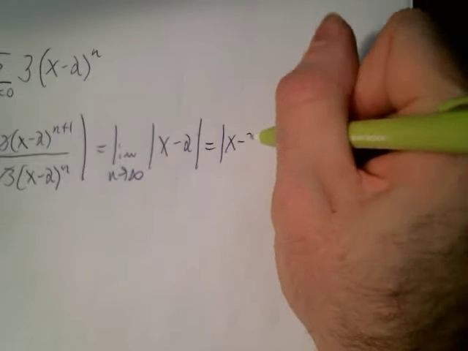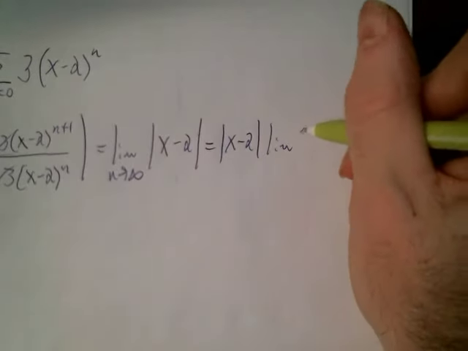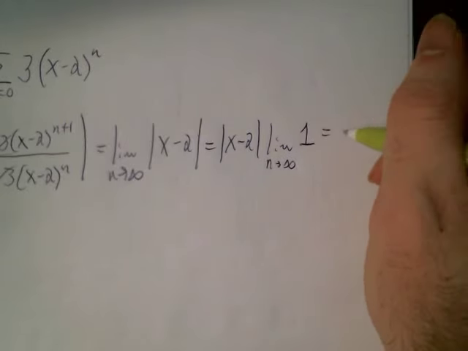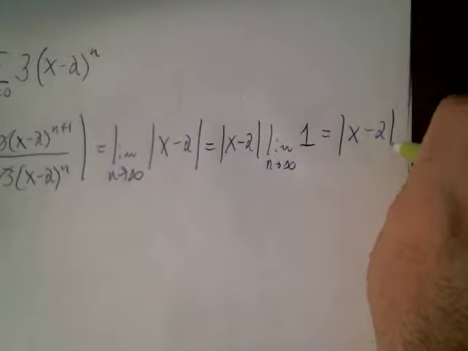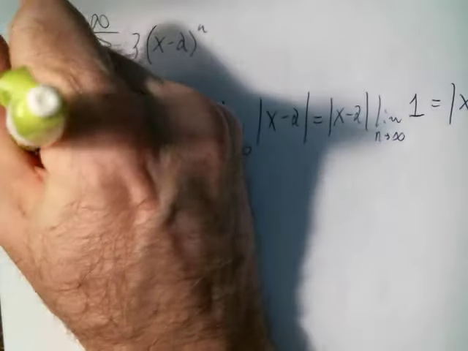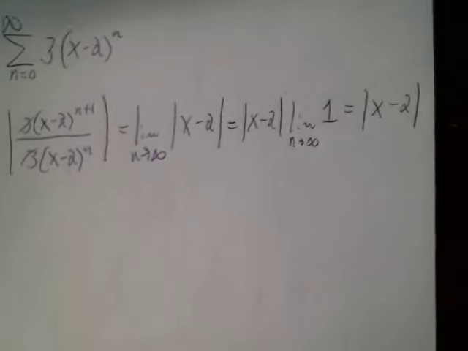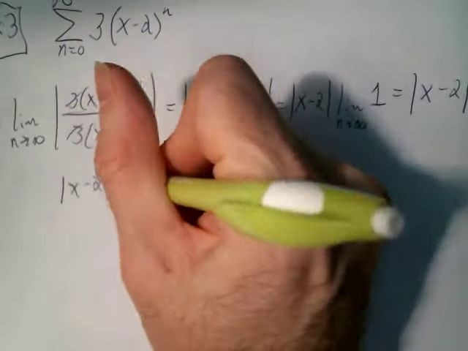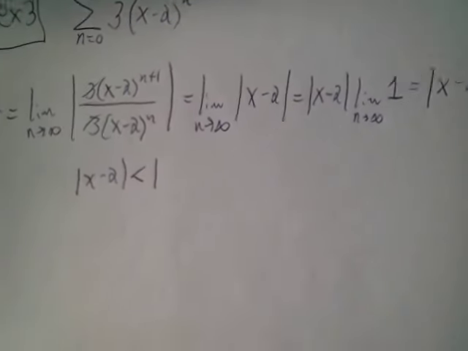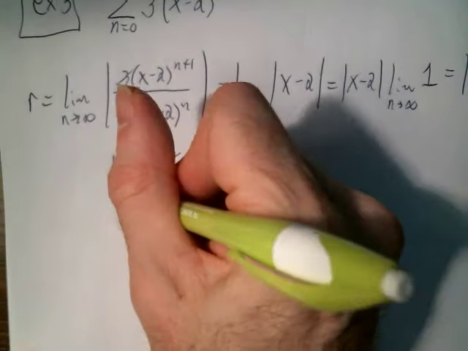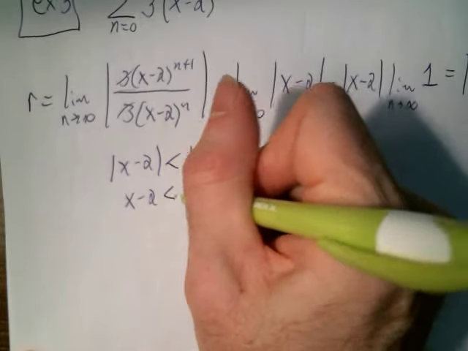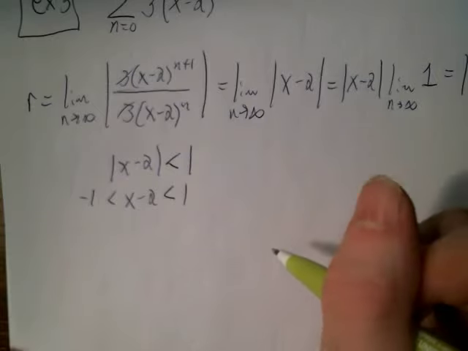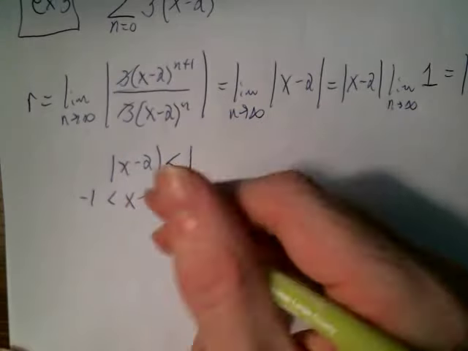It's not dependent on n, so we can factor it out front. And you're just left with the limit of 1. The limit of a constant is a constant. So we'll have 1 times the absolute value of x minus 2. Okay. Because this is our r value, we'll have absolute convergence when r, the absolute value of x minus 2, is less than 1. So in other words, x minus 2 here is less than 1 and greater than negative 1. And the radius of convergence will just be half of this interval that's being created.